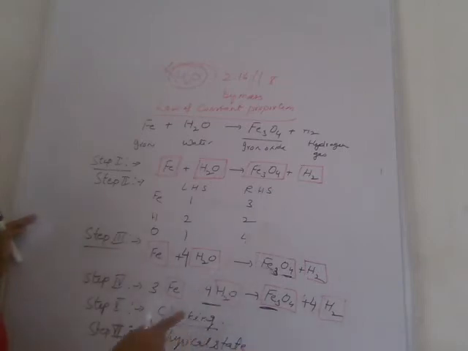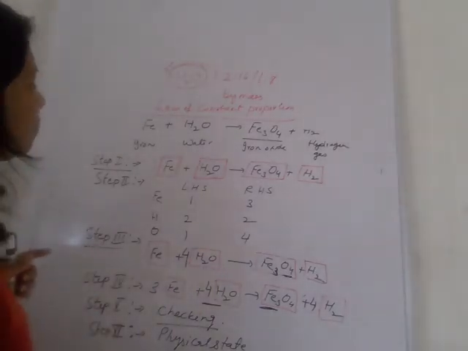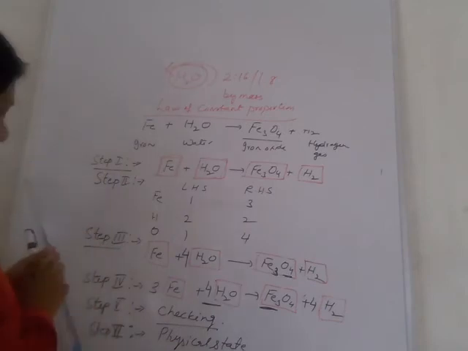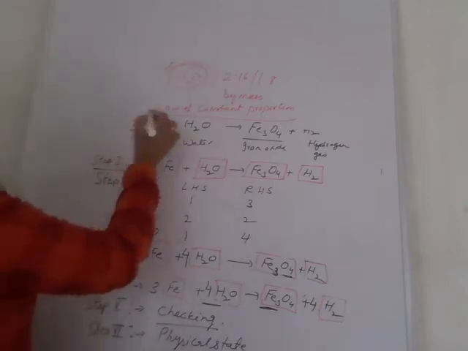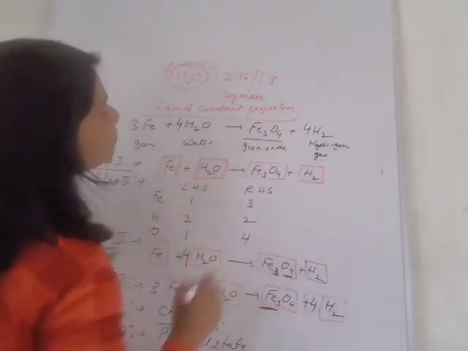Now we are left with iron. There are 3 iron on this side, so we can write 3 in front of the box of iron towards the left hand side. Now in the next step, that is the fifth step, we can check. We count the number of atoms of each element: iron 3, hydrogen 8, hydrogen 8, oxygen 4, oxygen 4. So it means that it is a balanced chemical equation. Now the final equation becomes 3 iron, 4 water, Fe3O4 plus 4 hydrogen.